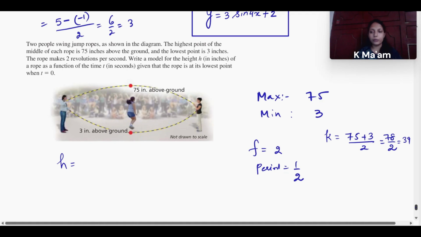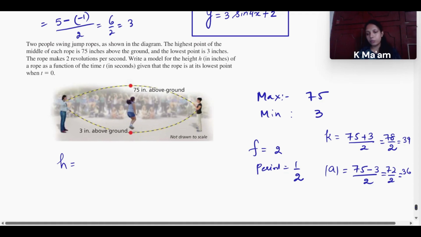Now amplitude. The absolute value of A is maximum minus minimum over 2. It's 72 by 2. 2 3s are 6, 2 6s are 12. So 36 is A. We got the A value also, which is 36.